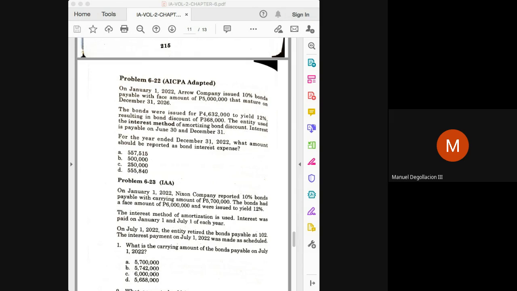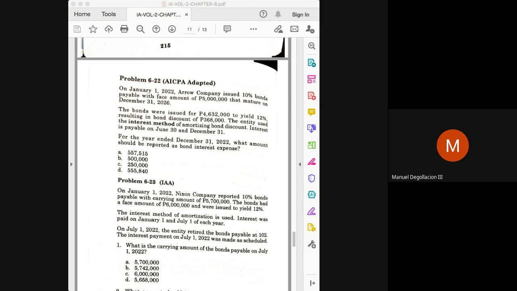279,595.2 plus the interest expense for the first half of the year, which is 277,920. You would get 557,515. Okay, the 20 centavo was dropped in the problem.